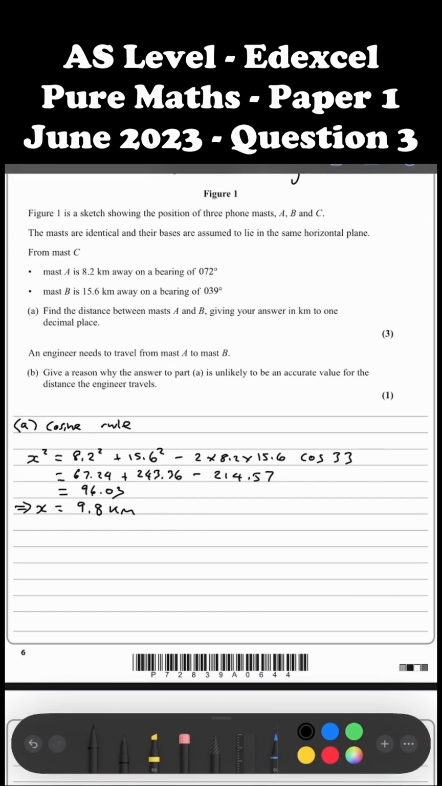And then part B, an engineer needs to travel from mast A to mast B. Give a reason why the answer to part A is unlikely to be an accurate value for the distance the engineer travels. What they're looking for here is some sort of real-world answer. So it's an engineer travelling from a mast to another mast, so the road may have obstacles.